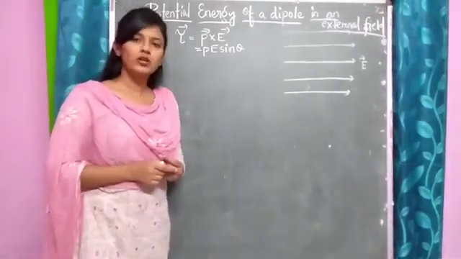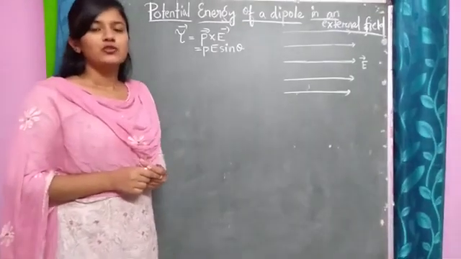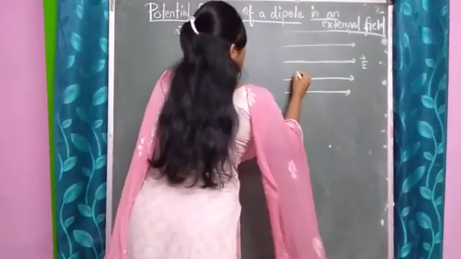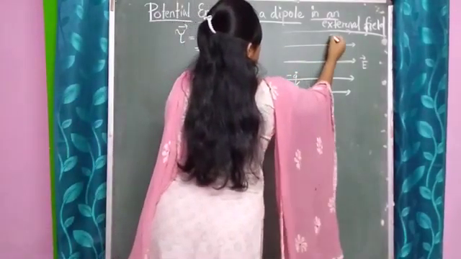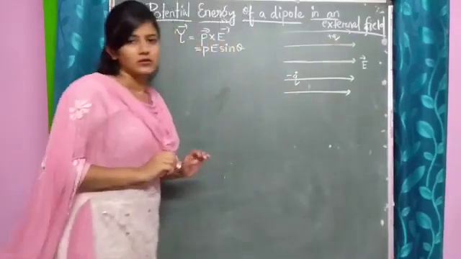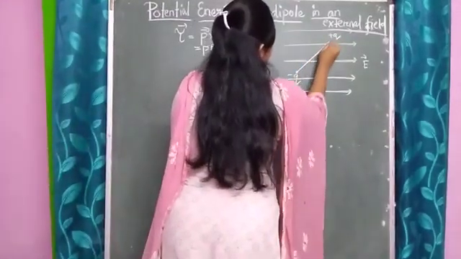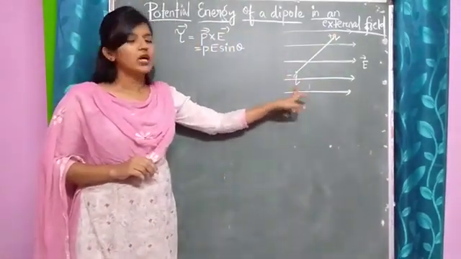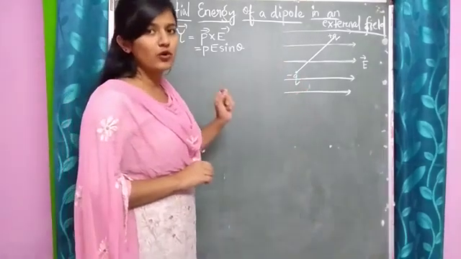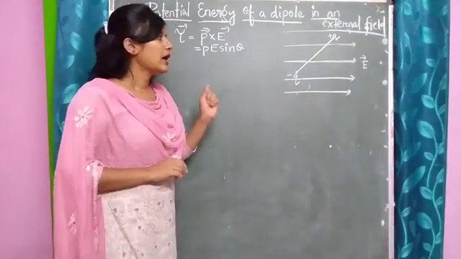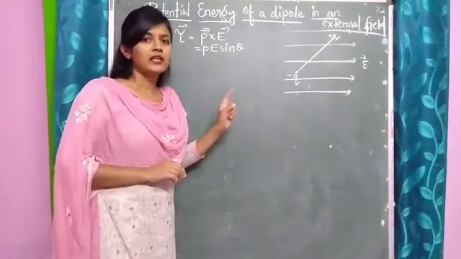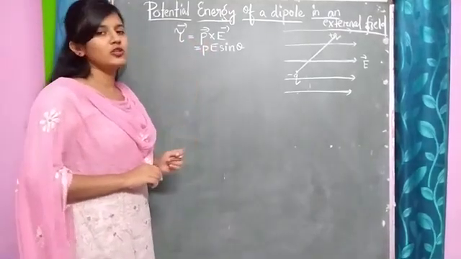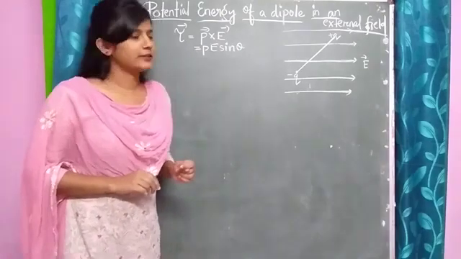Potential energy of a dipole in an external field. In our previous chapter we discussed that if a dipole of charges minus q and plus q, with dipole length 2a, is placed inside an electric field, it will experience zero net force and some torque. The torque expression is P cross E, where P is the dipole moment and E is the field.